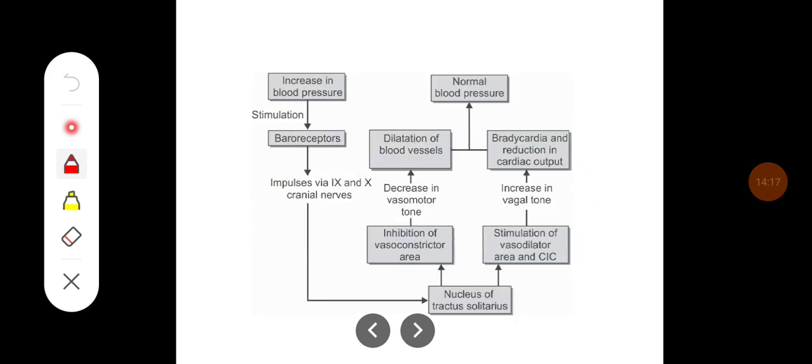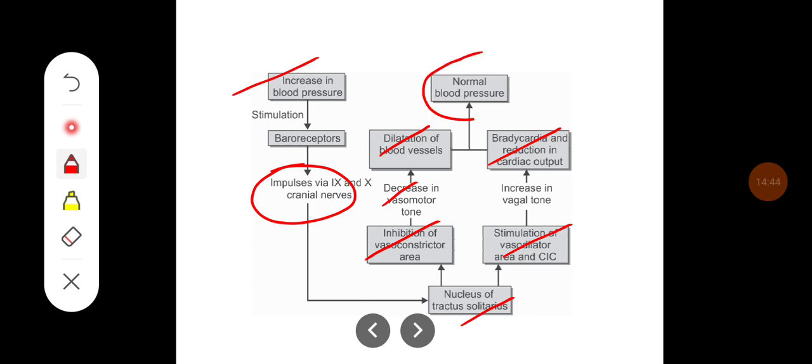So this is the mechanism of baroreceptor. When blood pressure increases, the impulses via 9th and 10th reach the nucleus tractus solitarius that inhibits the vasoconstrictor area, decreases the vasomotor tone, and leads to dilatation of the vessels. Simultaneously, there will be stimulation of the vasodilator area and cardiac inhibitor center, which leads to bradycardia and reduction in the cardiac output. So the blood pressure is restored to normal.